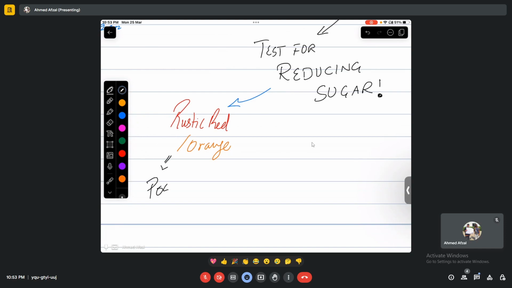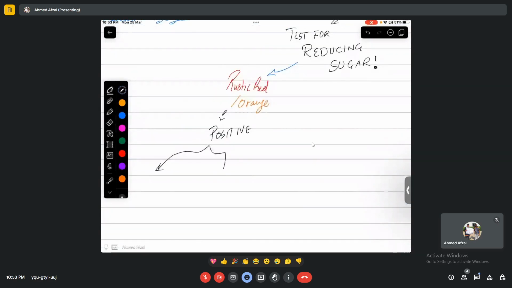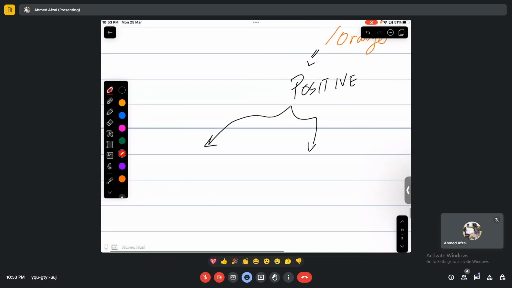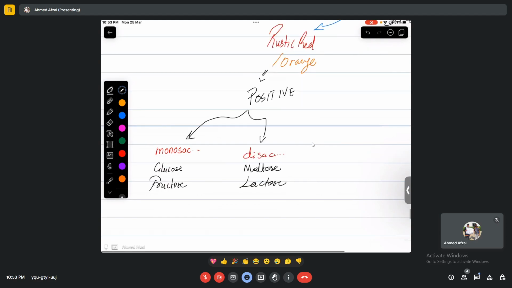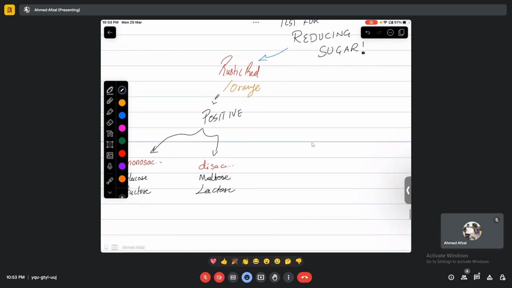Now, if it is positive, it could contain monosaccharides such as glucose and fructose, or it could contain disaccharides, for example, maltose and lactose. Glucose would be an example of a monosaccharide. Fructose would be another example. For disaccharides, examples would be maltose and lactose. If the test is positive for reducing sugar, we're not done. We have to do a few more tests.